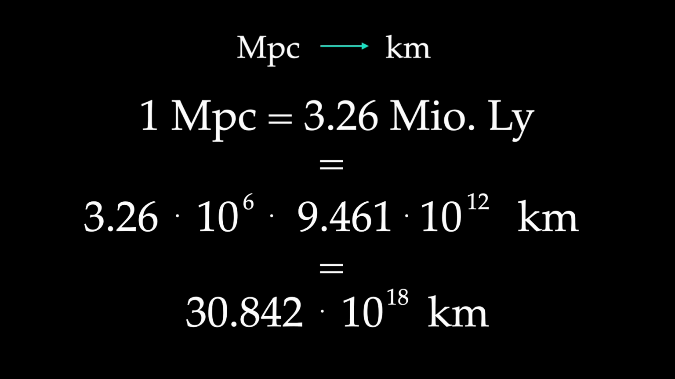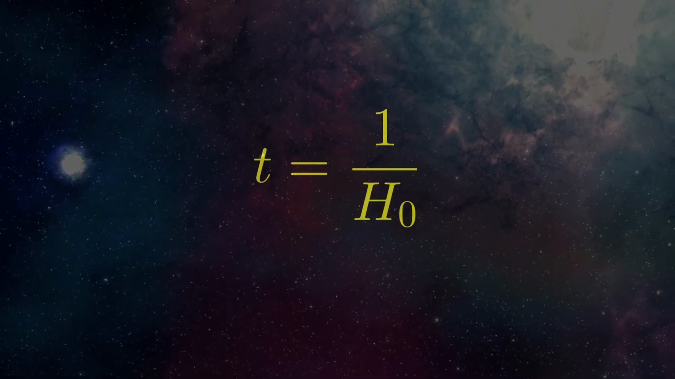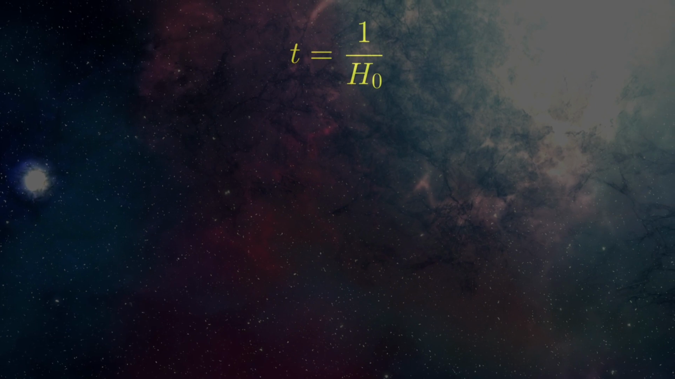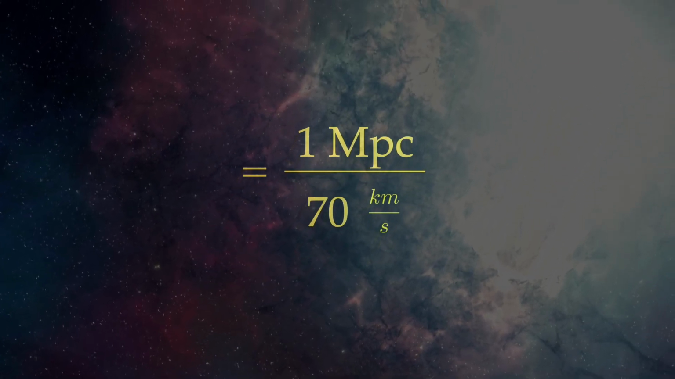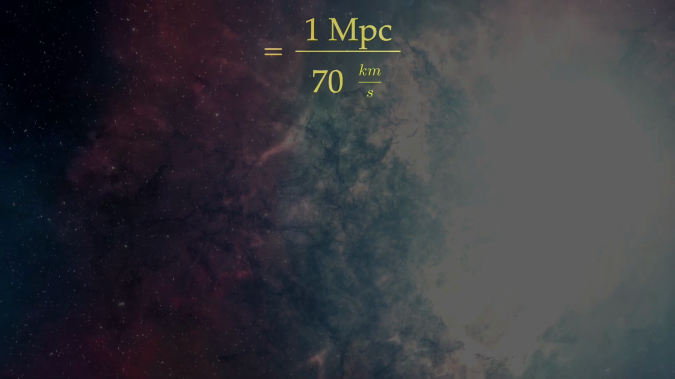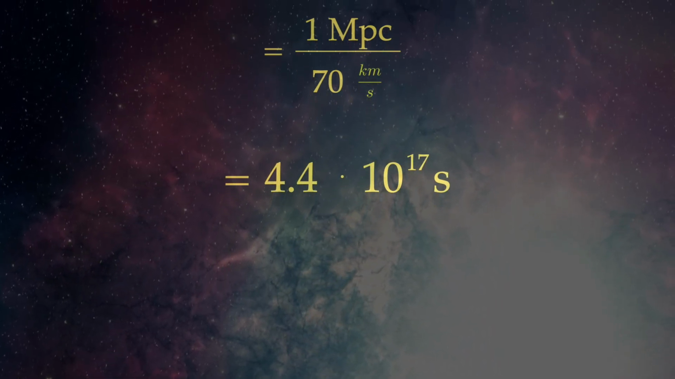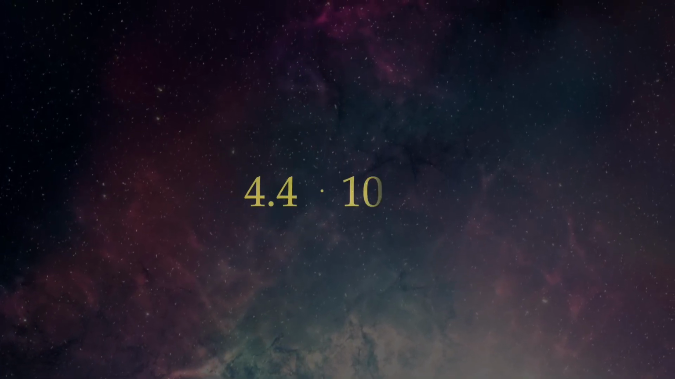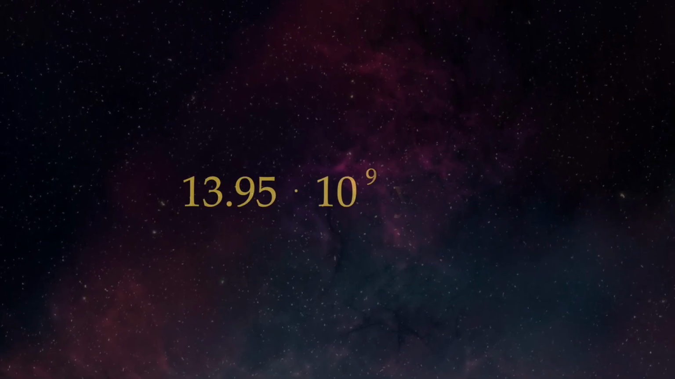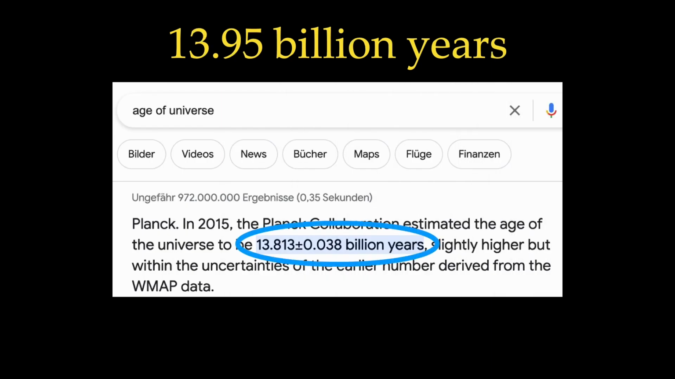Now we can invert the Hubble constant, so we have 1/70 kilometers per second per megaparsec. So in the end we divide 1 megaparsec by 70, and this is the amount of seconds that we get, and it's 4.4 times 10 to the power of 17 seconds. Now we just have to turn the seconds into years, and finally we have it. The age of the universe, 13.95 billion years. Amazing! We got really close to the official value.